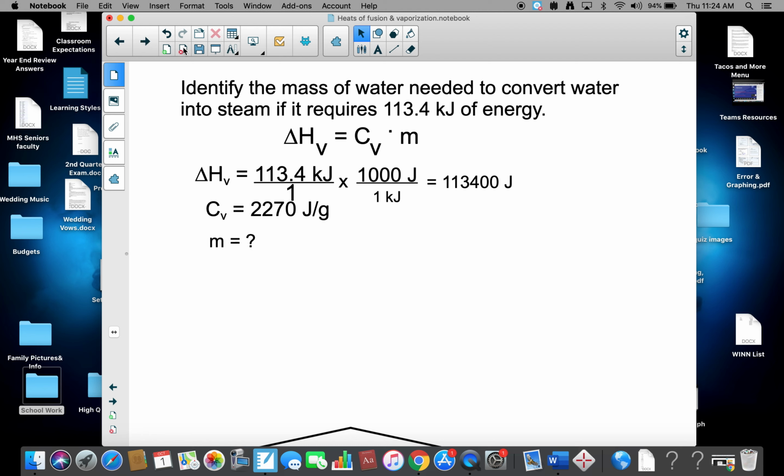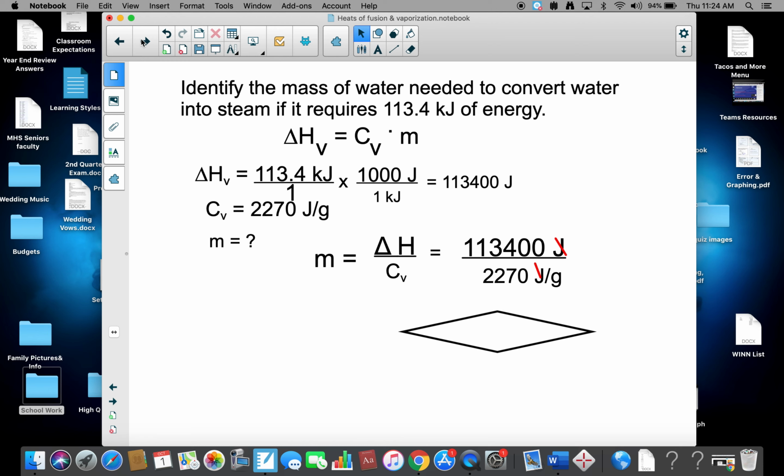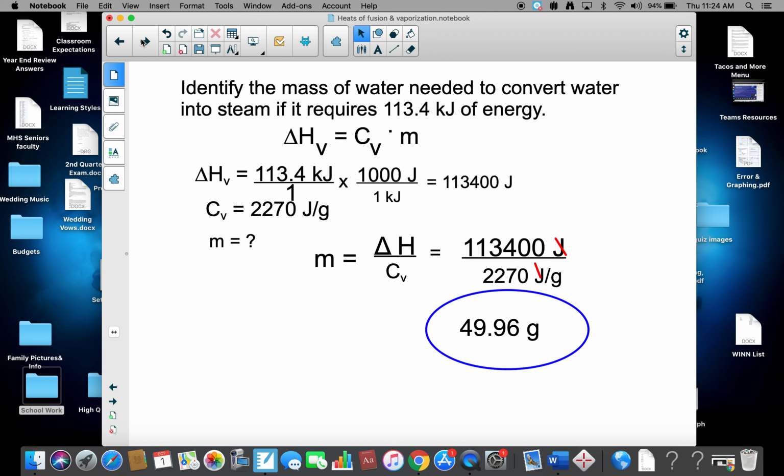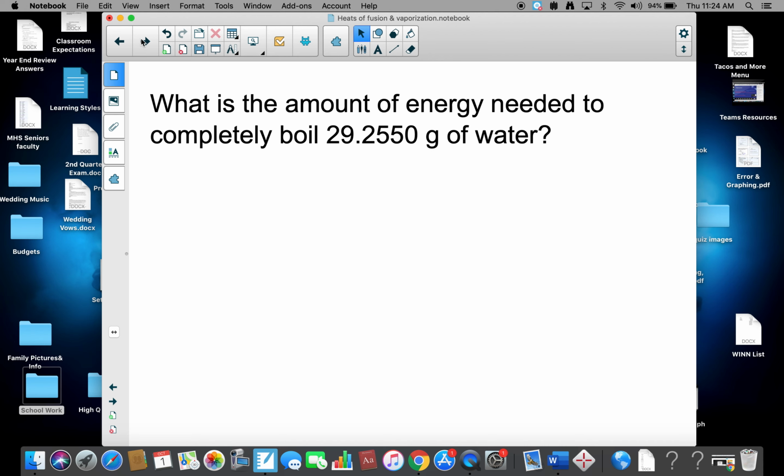So this time we do need to rearrange. So we take m, opposite side remains the same, delta H_v, and the C_v, which was multiplied, is going to be divided. So we get delta H_v over C_v is equal to m. Put our delta H in, put our C_v in, my joules cross out, and then my answer is 49.96. That's my answer.